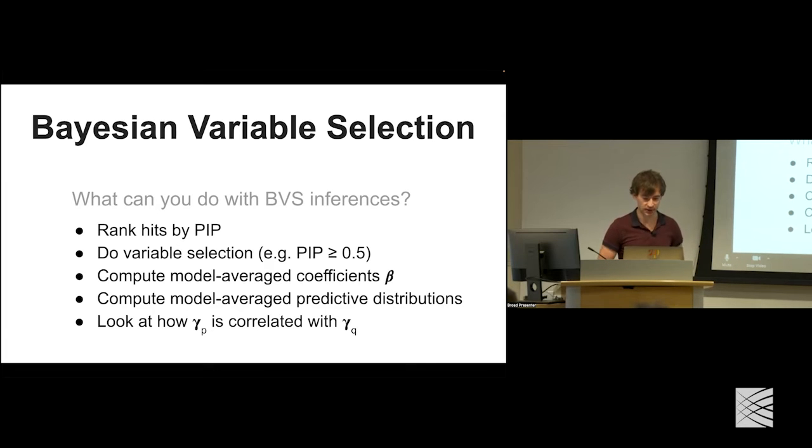And then also, to Ray's question earlier, we can look a bit more carefully at the details of the posterior, and say, look at how gamma p is correlated with gamma q and so on and so forth, and try to understand the correlation structure a bit in terms of which models are preferred versus not.